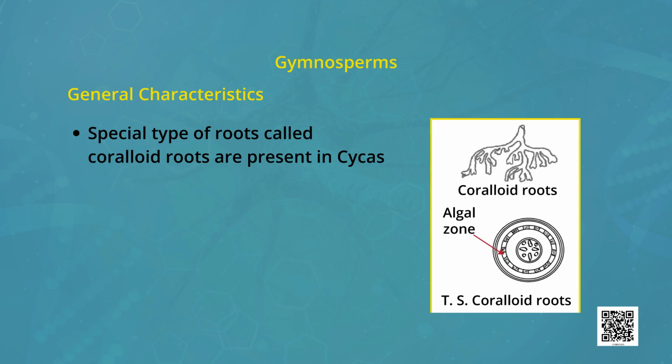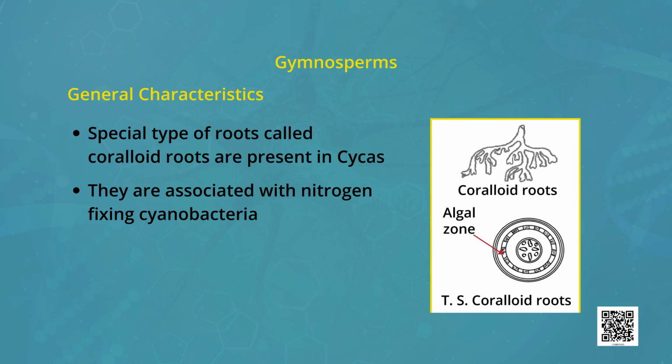In Cycas, along with the taproot, a special type of negatively geotropic root is also present. These are called coralloid roots. The dichotomous branching of these roots has an appearance similar to corals growing in the sea, so they are called coralloid roots. They are present at the base of the stem and grow out from the soil. These roots have a symbiotic association with cyanobacteria such as Nostoc and Anabaena.